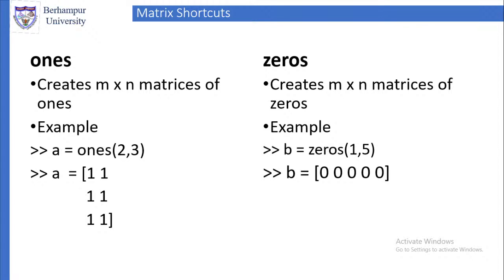Similarly, zeros creates m cross n matrices of zeros. For example, if I write B is equal to zeros(1, 5), it has 1 row and 5 zeros. So B is equal to 0, 0, 0, 0, 0. 5 zeros are there within B. Within brackets I am showing, but MATLAB will not show you the brackets, it will show you 5 zeros. So this is a shortcut for two important matrices.